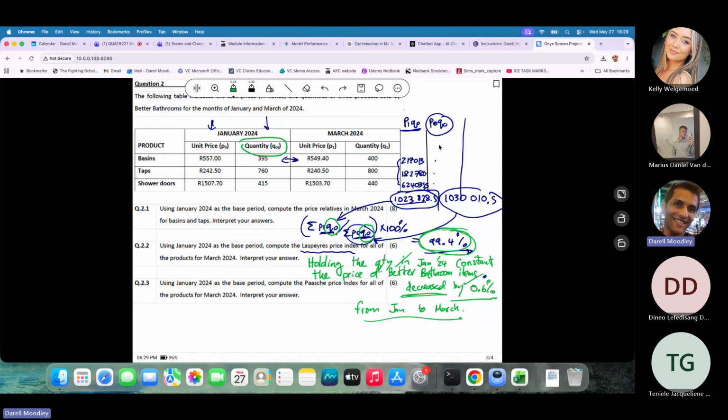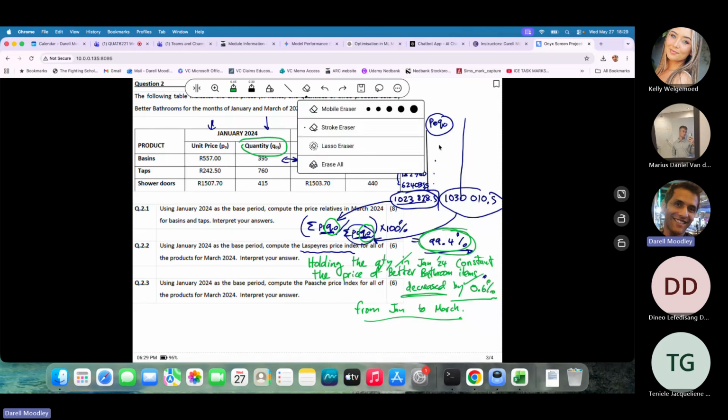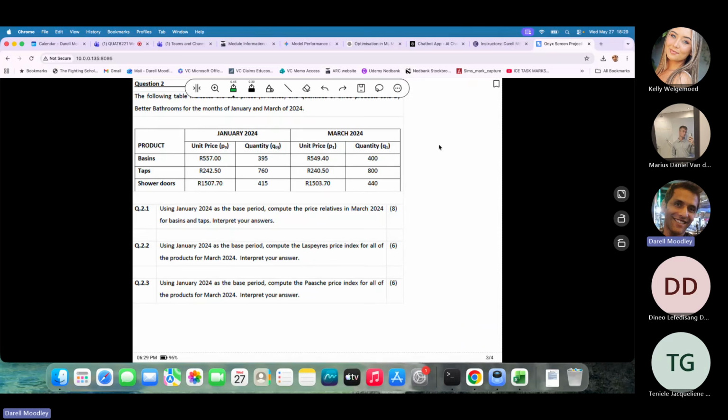Now we're going to do 2.3, and it's very, very similar. It's just using a different formula. So I'll write that formula out. Now we're going to use the Paasche price index for 2.3.